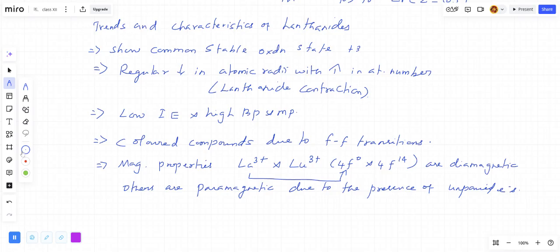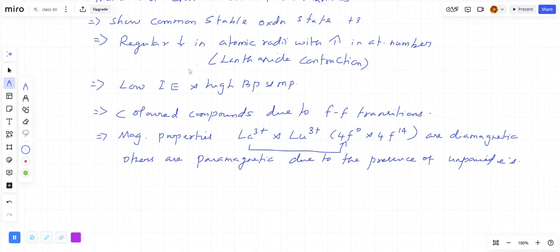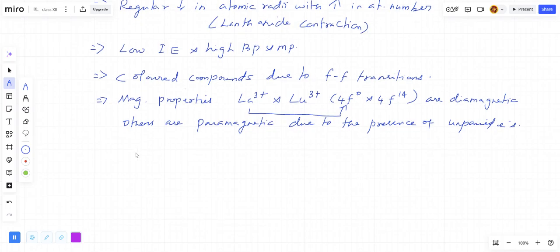Because of lanthanoid contraction, we saw atomic size, then oxidation state, and colored compounds. Next, what are the consequences of lanthanoid contraction? It leads to similar physical and chemical properties among the lanthanoids.